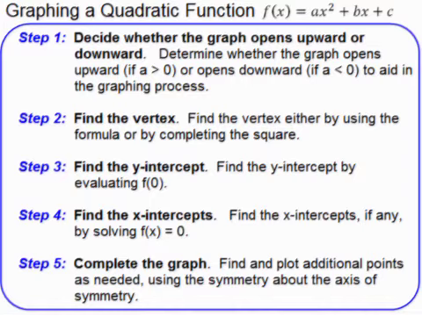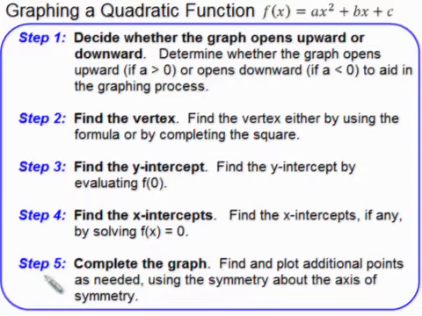Step 2. Find the vertex. So find the vertex by either using the formula or by completing the square. Step 3. Find the y-intercept. Find the y-intercept by evaluating f at 0, or letting x be 0. Step 4, find the x-intercepts. Find the x-intercepts, if there are any, by solving f of x equals 0.